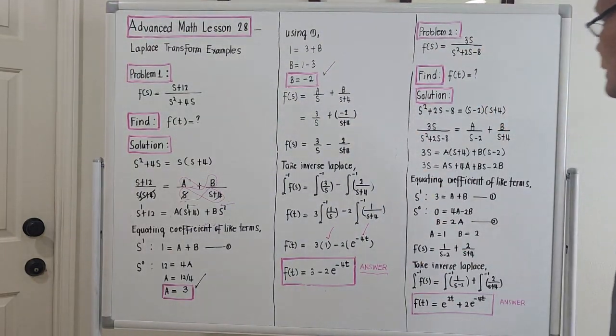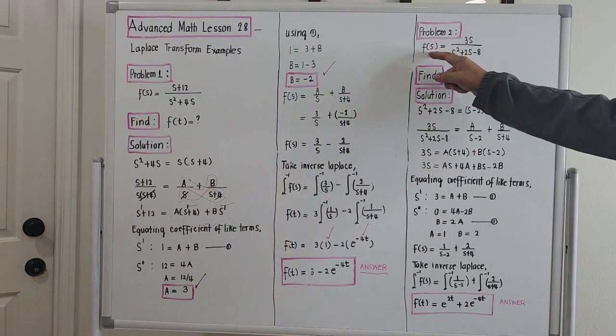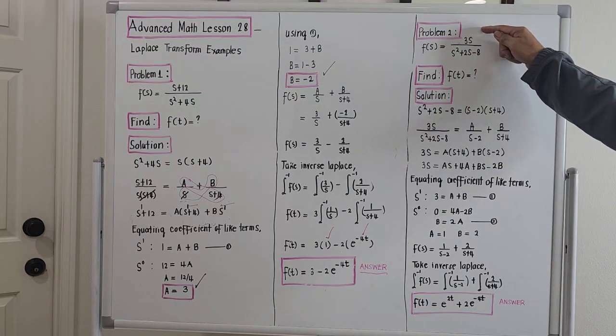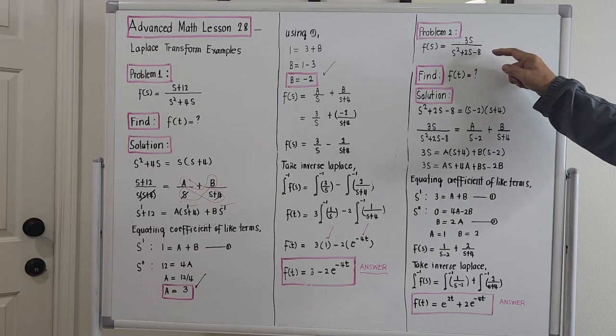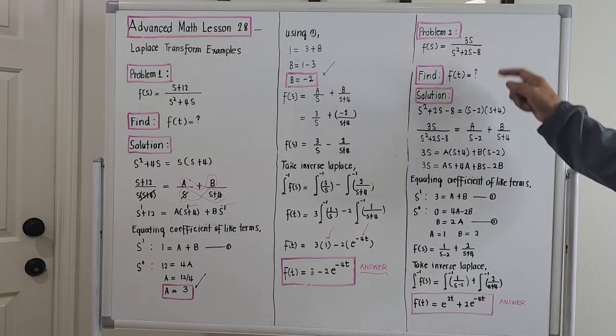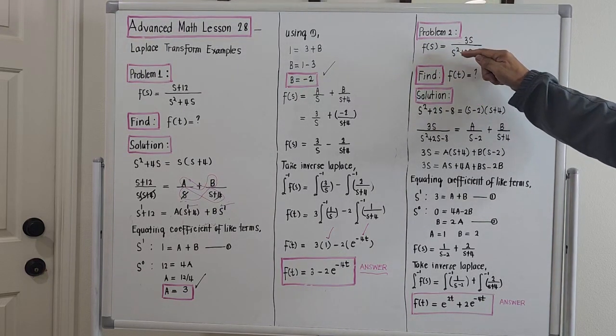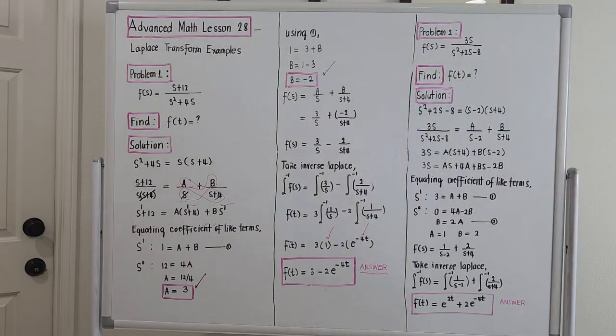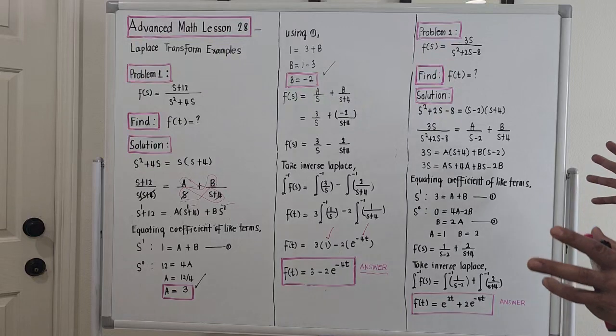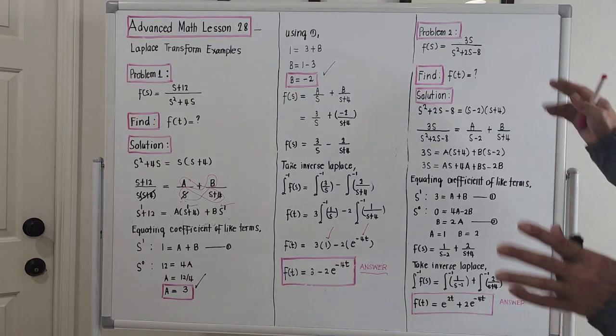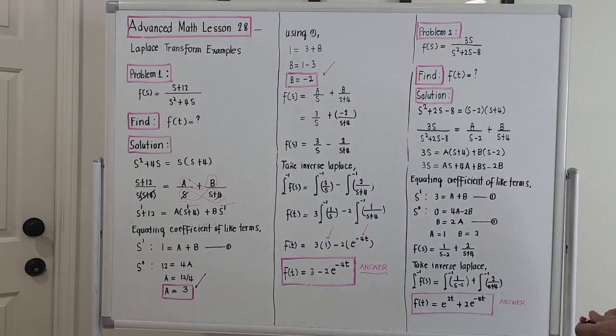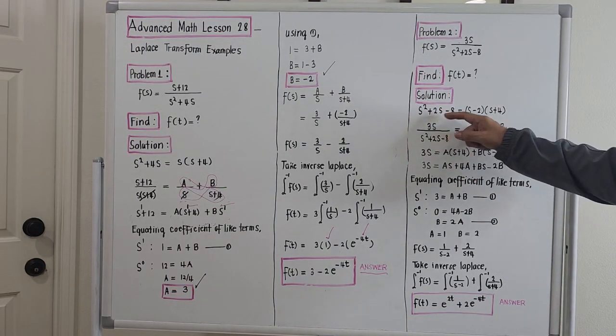Okay. Problem number 2. f(s) is equal to 3s over s squared plus 2s minus 8. The problem is asking for f(t) equal to solution. As always, we try to simplify the given denominator. The given denominator is again a quadratic equation: s squared plus 2s minus 8.